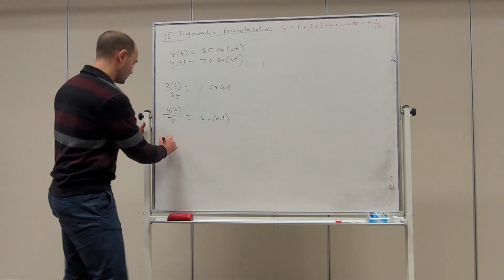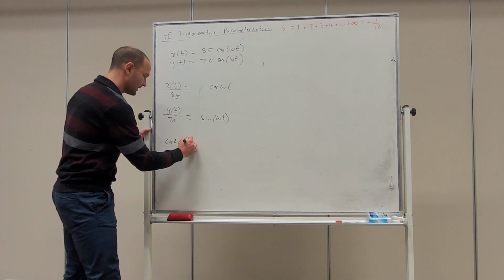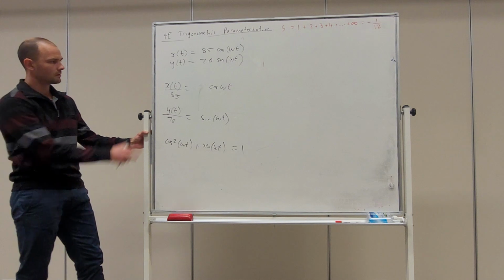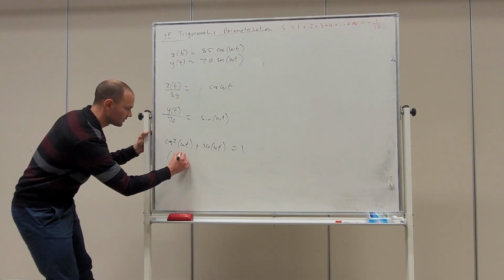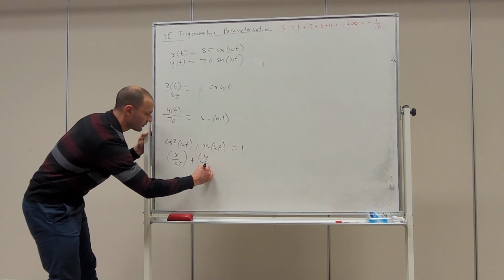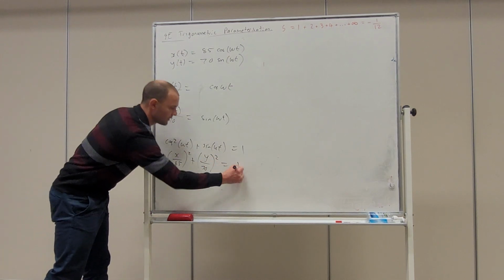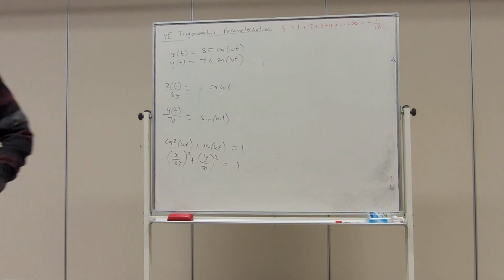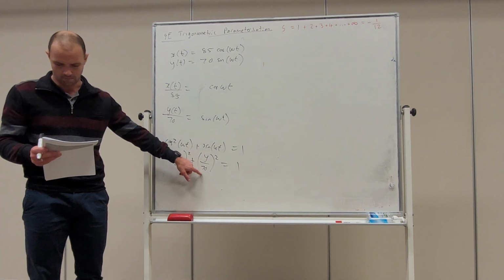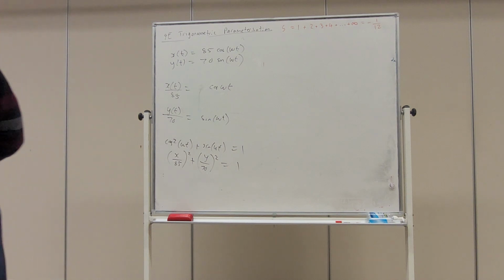And then we know that cos squared of theta plus sine squared of theta is 1. So x of t squared on top of 85 squared plus y of t squared on top of 70 squared is 1. So that's the Cartesian equation that describes it. That's the equation of an ellipse, and having done a fair bit of these in the methods folio, we know we have the major axis and the minor axis. Okay, so that's part A.